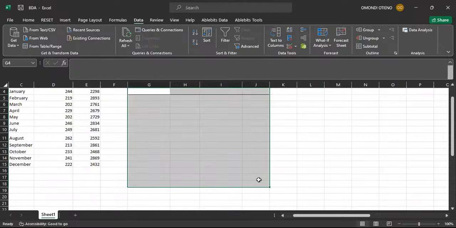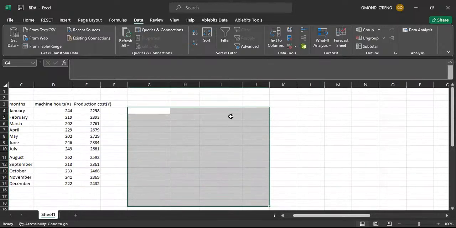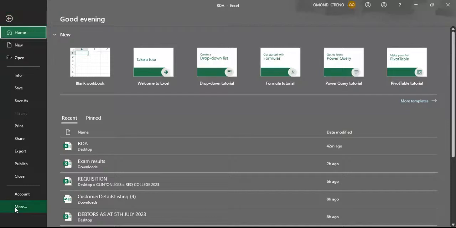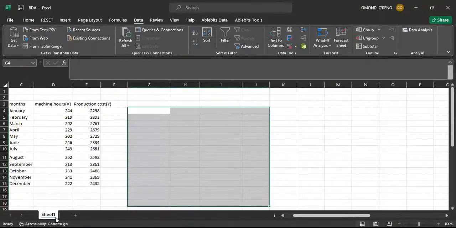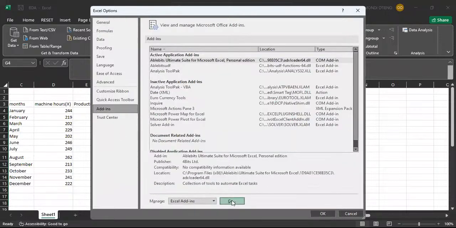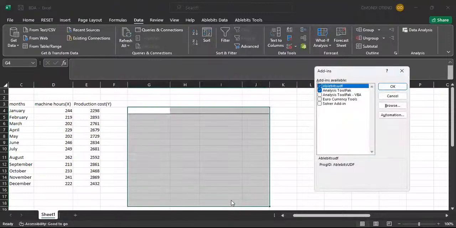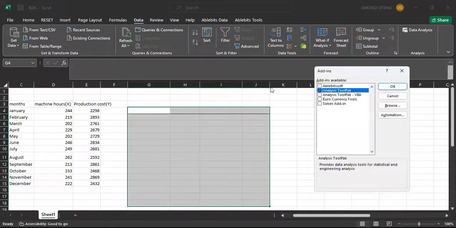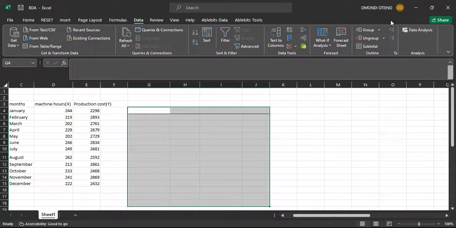So admin was there yesterday and we were able to activate the data analysis tool pack. The video has got that. So just go to file, options down here. Then we move to add-ins, then go. It will take you to this point. Activate your analysis tool pack, that is, mark this box here with the analysis tool pack. Mark it and then okay. You'll be able to see your data analysis up here.